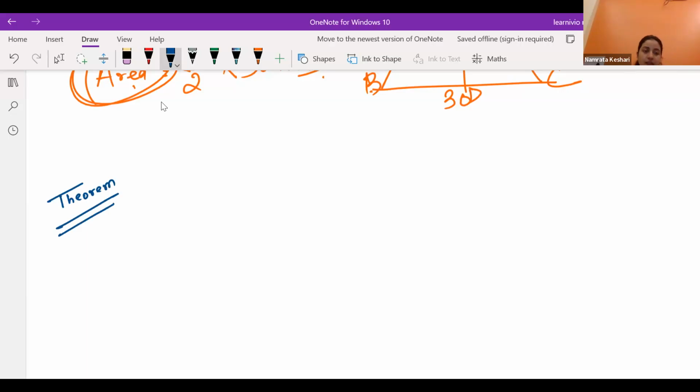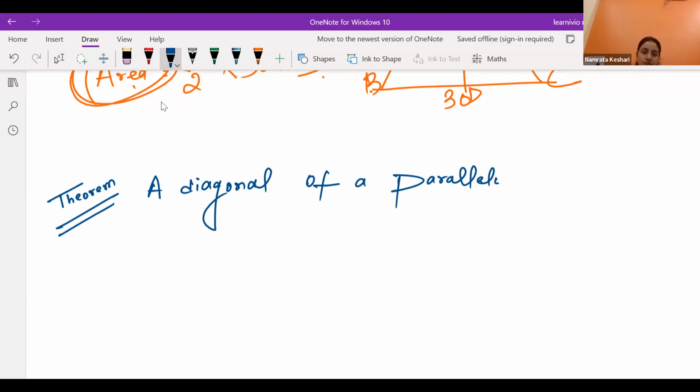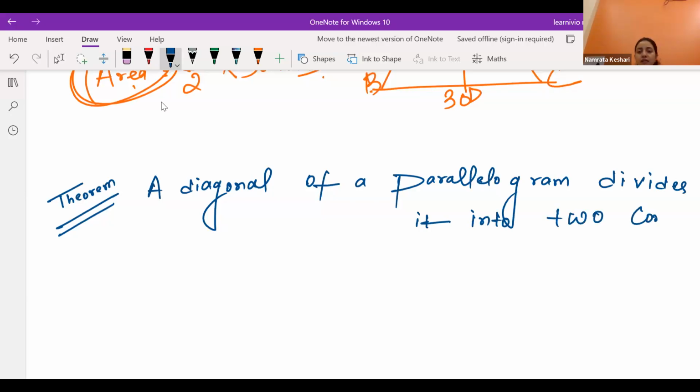is a diagonal of a parallelogram divides it into two congruent triangles.